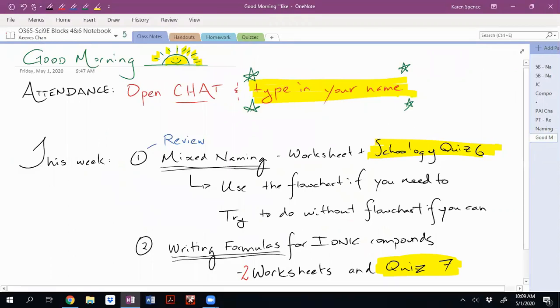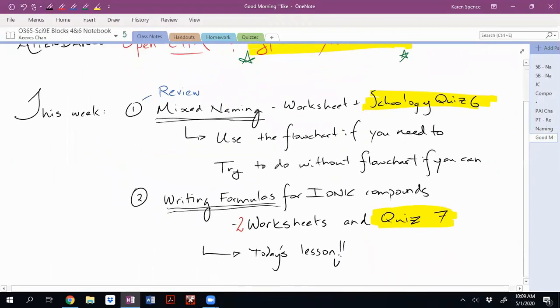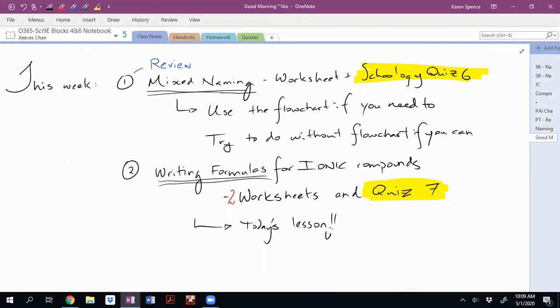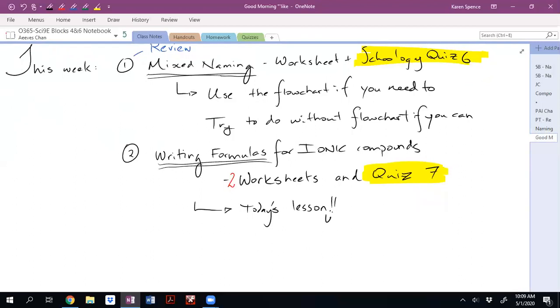Okay, so the second thing we're doing this week is some new learning, and that is writing formulas for ionic compounds. This is not too hard. We've actually done a little bit of it already, so it should be like, oh yeah, I've kind of seen this. For this one, there are actually two worksheets. Neither of them is very long. I think they have like 12 or 13 questions each. And then there is quiz number 7.